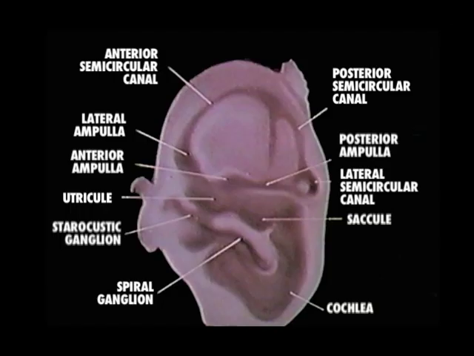At the end of 3 days, all of the organelles of the inner ear can be more clearly seen. These include the posterior semicircular canal, lateral semicircular canal, posterior ampulla, saccule, cochlea, spiral ganglion, Scarpa's ganglion, utricle, lateral ampulla, anterior ampulla, and the anterior semicircular canal.